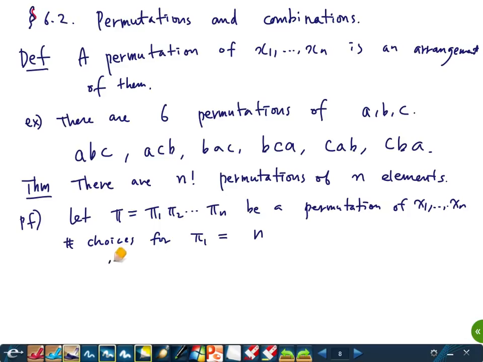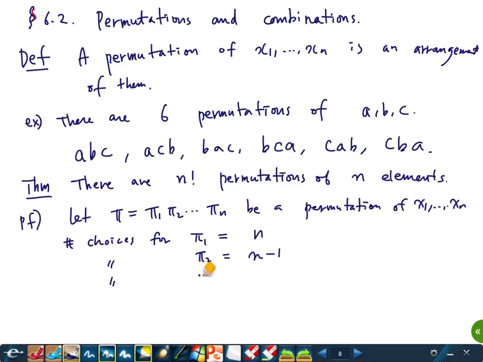What about the choices for pi 2? But now pi 1 is fixed. Once pi 1 is fixed, how many possibilities are there to determine pi 2? We are not allowed to use the letter for pi 1 because they are all distinct. So there are n letters available except pi 1. So it's going to be n-1.